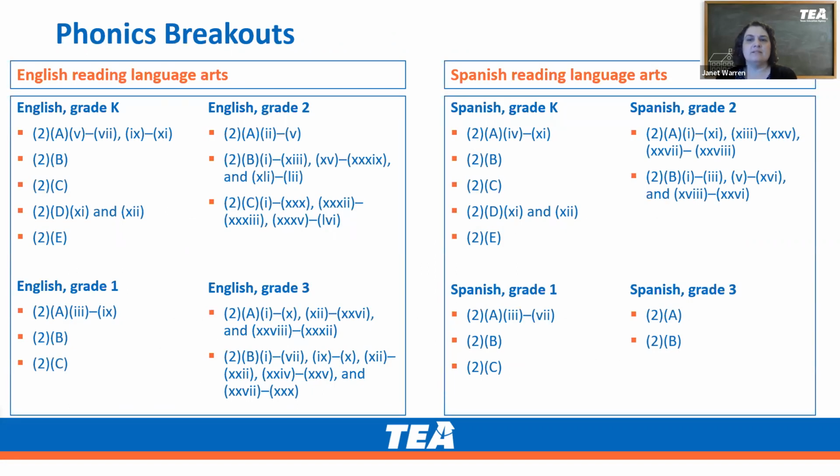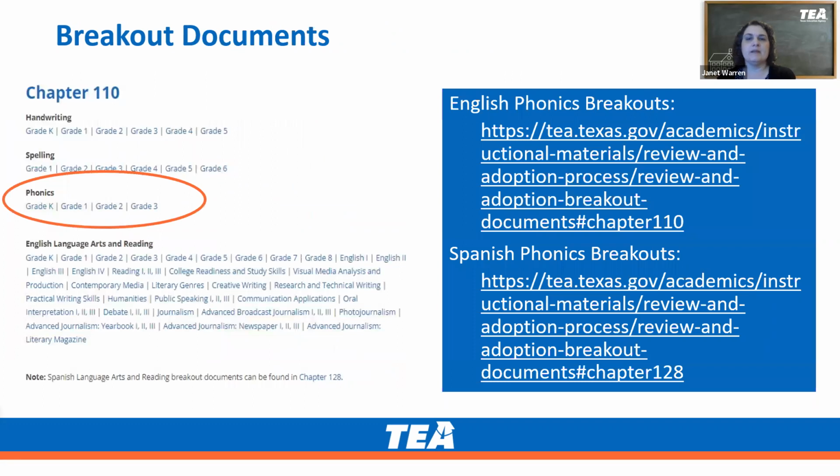The specific breakouts included in phonics can be found in section 1 of the quality rubrics and are listed here. Don't worry, this isn't the last time that you'll see them. The phonics breakouts are also included on the Breakout Documents webpage under Chapter 110 for English Language Arts and Reading and Chapter 128 for Spanish Language Arts and Reading.